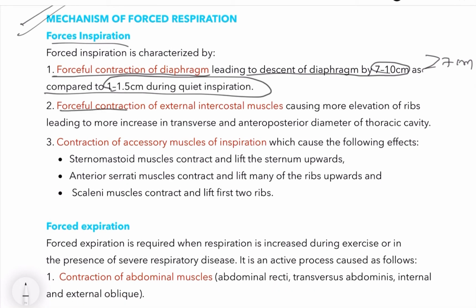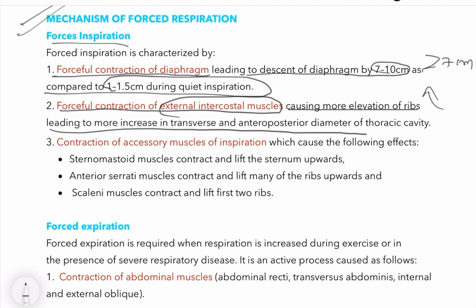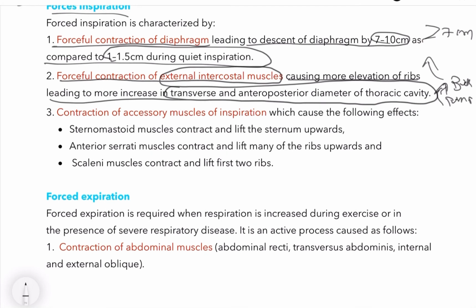Now forceful contraction of external intercostal muscles causes more elevation of ribs. Now it will cause the elevation of ribs, that is this, when you do it forcefully, leading to a greater increase in the transverse and anterior posterior diameter of the thoracic cavity, means the bucket handle and pump handle movement will rise. Both bucket handle movement and pump handle movement will rise because there is an increase in the transverse as well as anterior posterior diameter of the thoracic cavity. Now if we talk about the accessory muscles of inspiration, that is sternocleidomastoid, anterior serratus muscles, and scalene muscles, first we talk about the sternomastoid muscles.